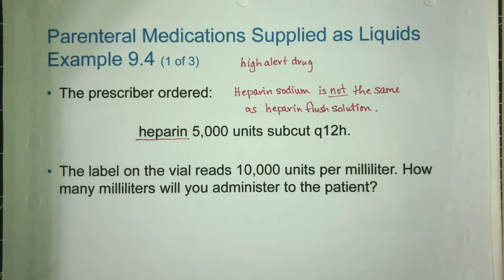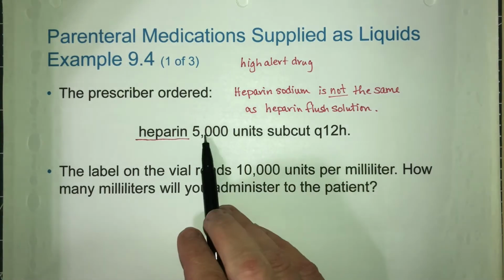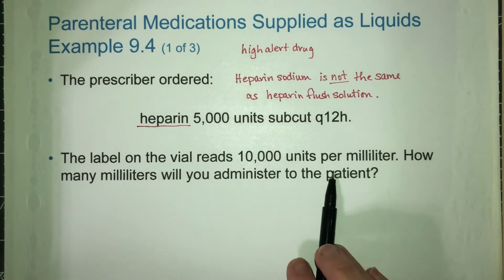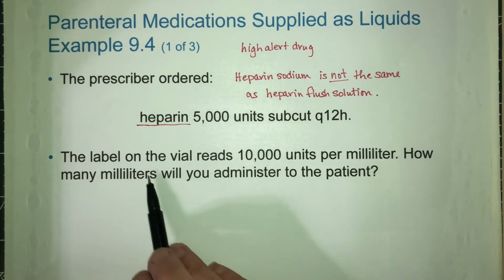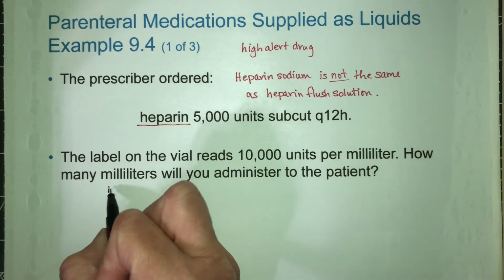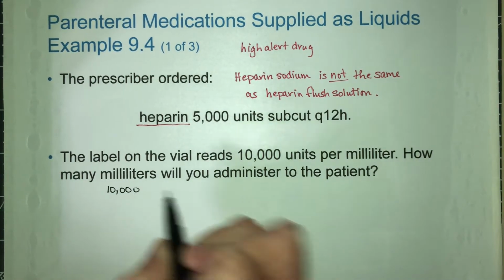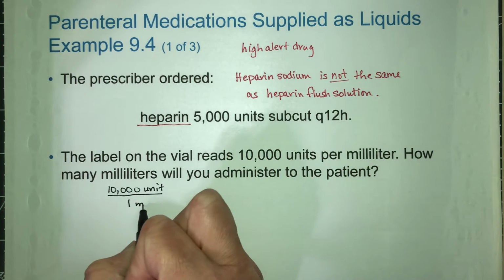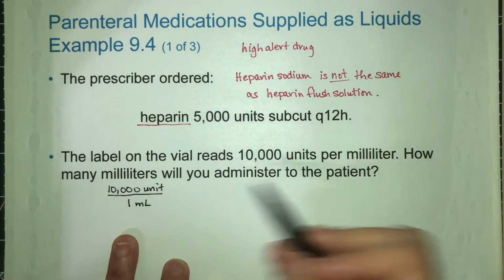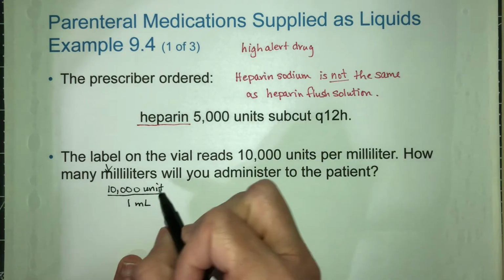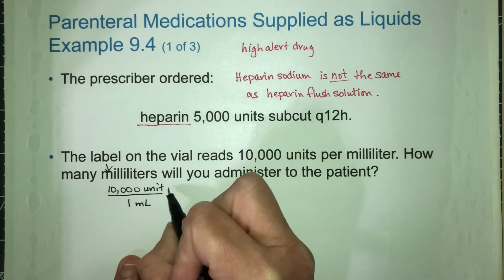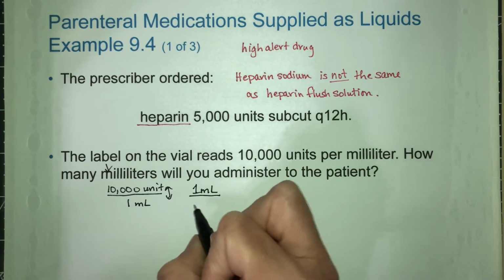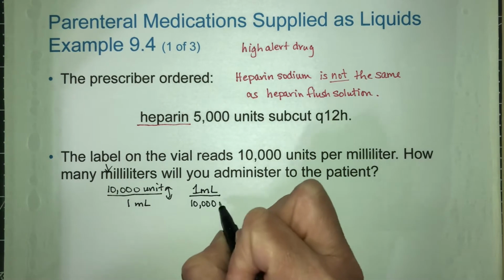Okay, so let's come back to this problem. We want to do a conversion. I want to end up with 5,000 units. What I am given is there are 10,000 units per milliliter. So that gives me this relationship from the beginning. Now what I want to end up with is how many milliliters. So I want milliliters on the top. To use this, I'm going to flip it so that my milliliters end up on the top and units in the bottom.